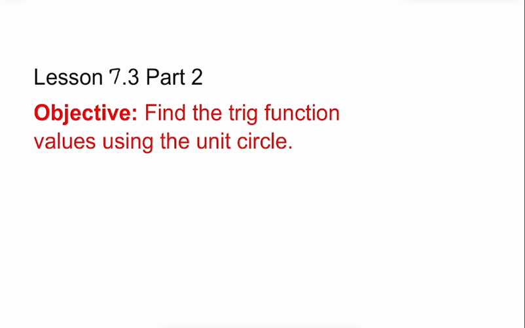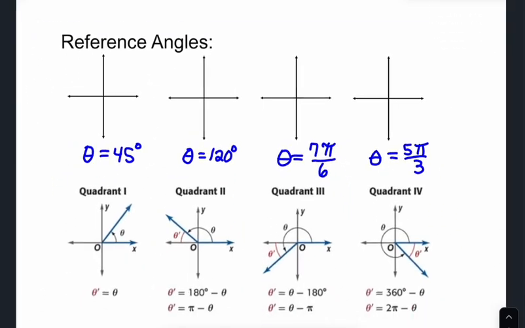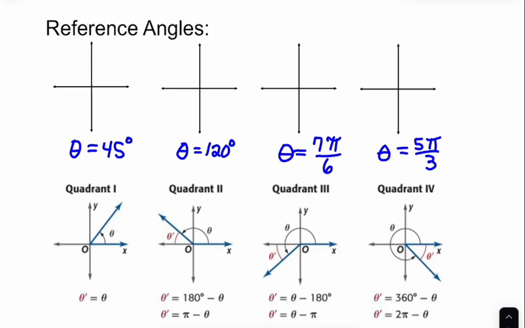So in 7.3 part 2, we are going to talk about the unit circle some more, how we use it, how we build it, and hopefully this will help you memorize it completely. That's the goal. So build it with me again when we get to that point. But first I want to talk about something called a reference angle.